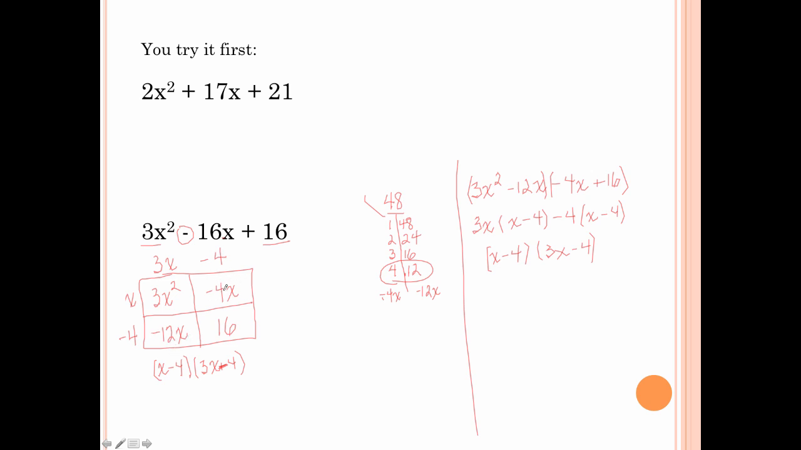Well, if I have a negative up here, then I've got to take a negative out of both of these. So that's going to be a negative 4. If my x term is negative, then it's going to make the greatest common factor also negative. So I've got my negative 4. So I've got 3x minus 4 and x minus 4. Likewise, using the grouping method, I had negative 12x and negative 4x. And it's a little bit cleaner here to see where I got my 3x minus 4 and my x minus 4.